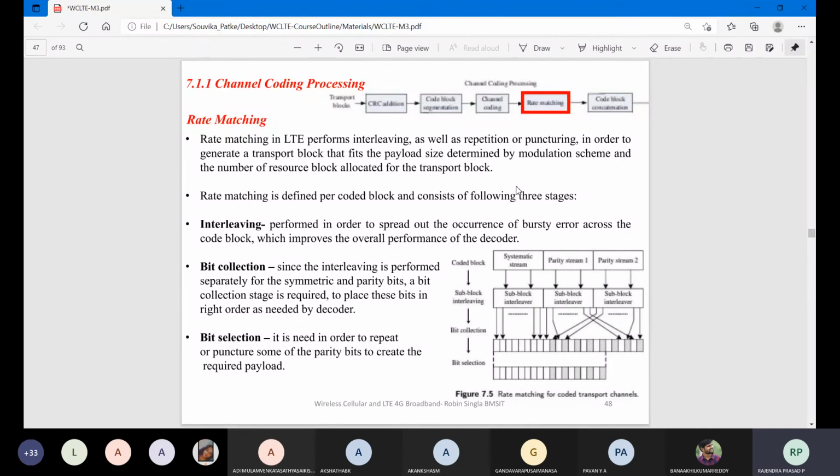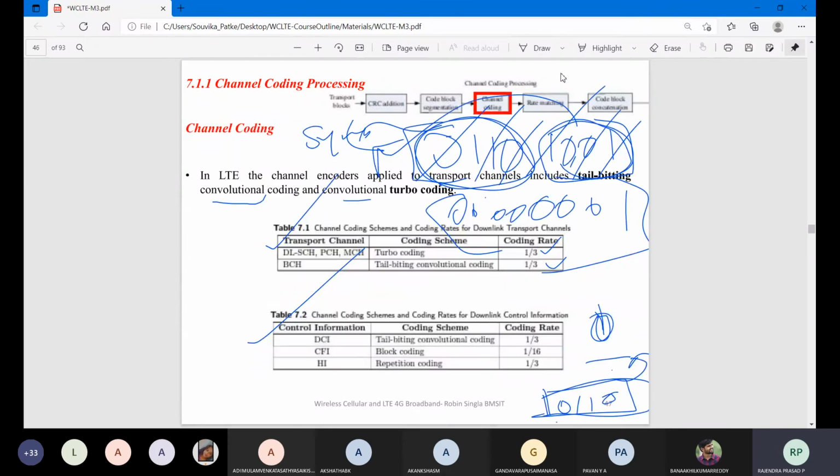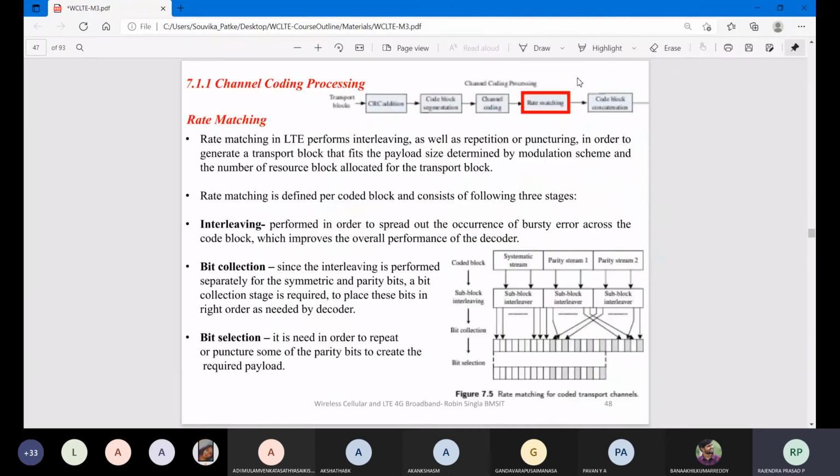Next we have the bit collection. Since the interleaving is performed separately for the systematic and parity bits, a bit collection stage is required to place these bits in the right order as needed by the decoder. That is what I was telling. So here there will be a space where your bits are received, and there will be some bit collection. So I have collected the data here. Then what happens? There will be bit selection: which are active, which are not active. Those are the things I need to select. So those steps you can observe here.